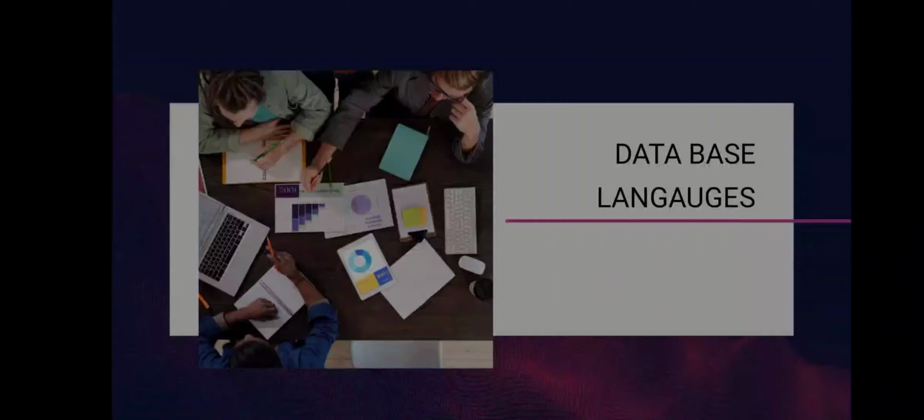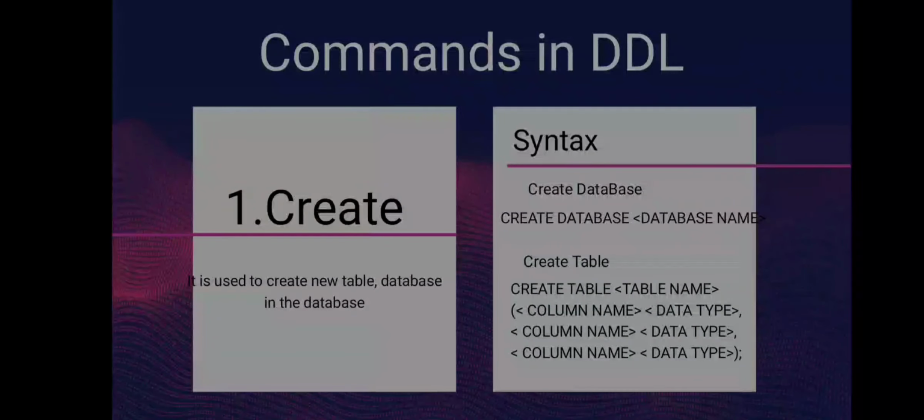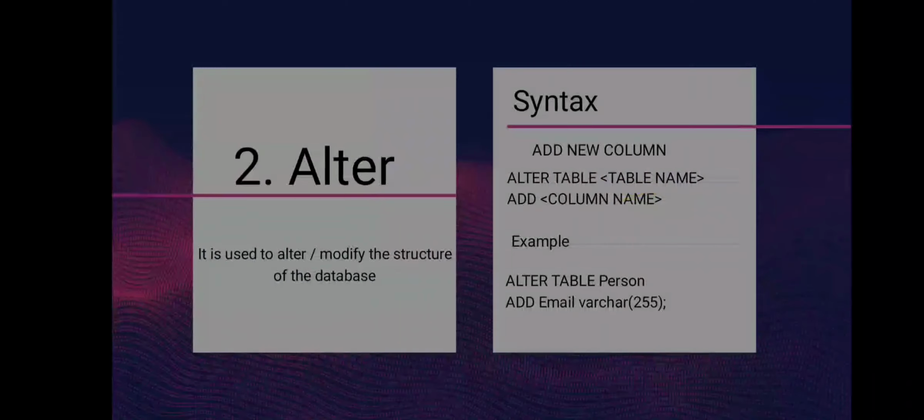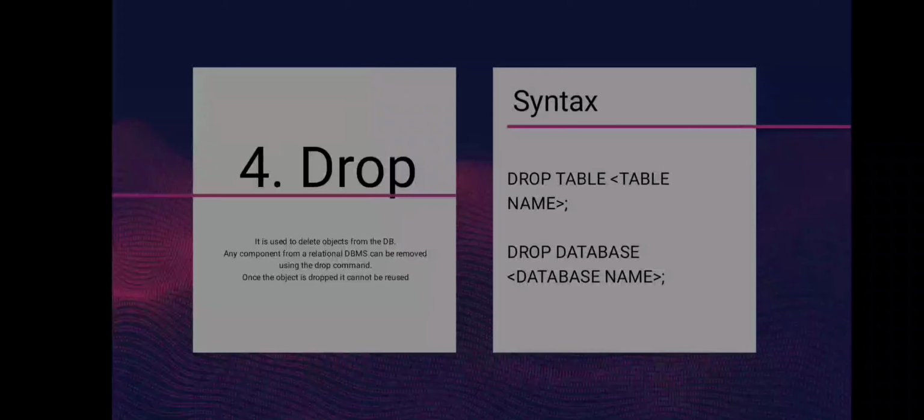We have different database languages, and the first is DDL. DDL stands for Data Definition Language, which is used to define the structure or pattern of the database. DDL has different commands. The first is create database, create table. Second, alter, which is used for modification. Third is rename, which is used to rename the object. Fourth is drop, means deleting the records and tables.